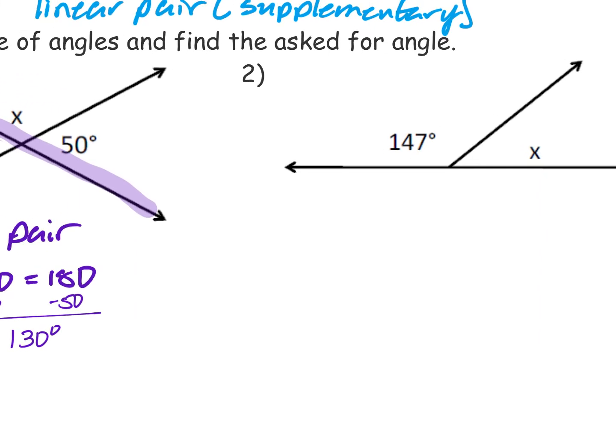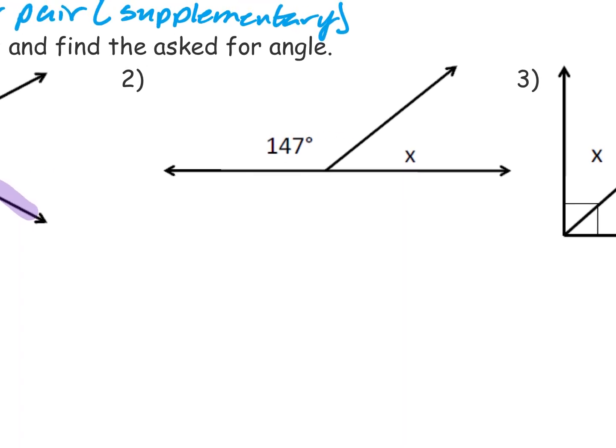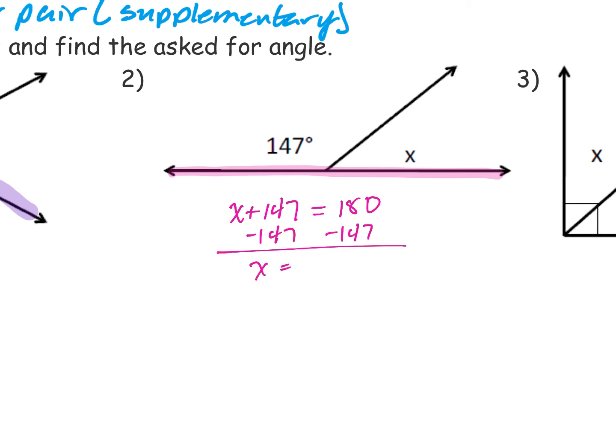So what about this pair? What is this called? What does it form? Linear. Yep, it forms a line. Therefore, it's a linear pair. So I'm going to say x plus 147 has to equal 180. Okay, great. So what do I do? Subtract 147. So x is going to equal 33 degrees.